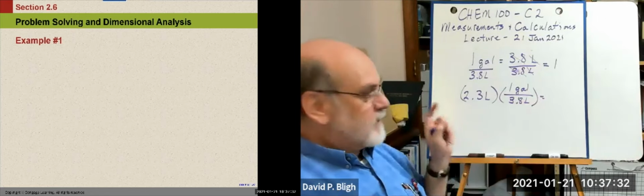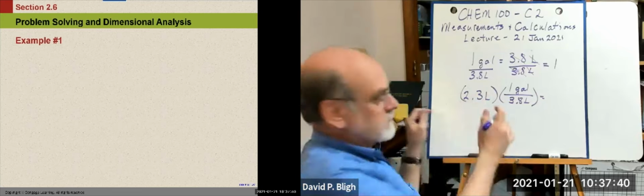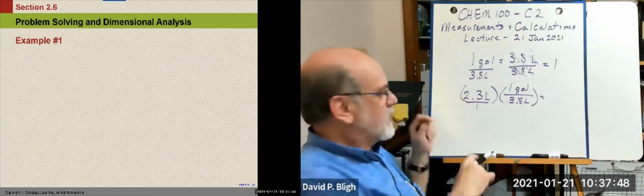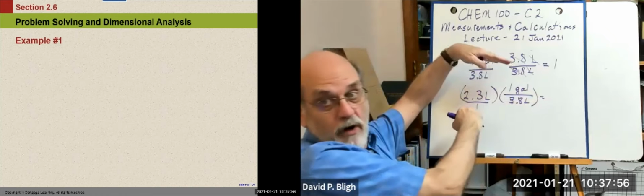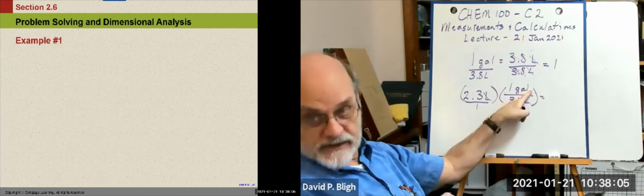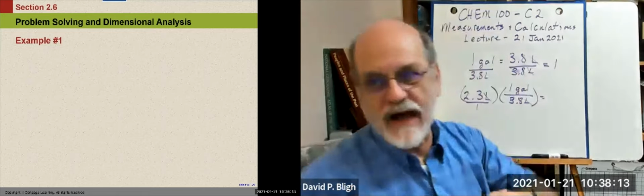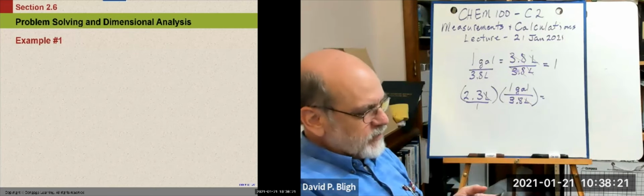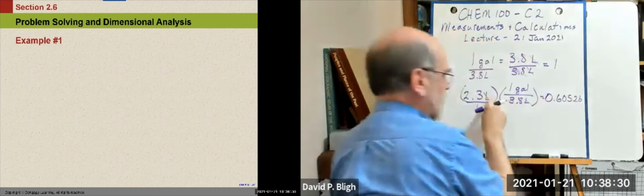Now, remember that anytime you have a number standing alone, it's always in the numerator, like this, right? That's given. Any number standing by itself is in the numerator. So that means that this numerator cancels that denominator, right? It's just like putting them one on top of the other. That one's gone. That one's gone. So now we got rid of the liters, and the gallon is still there. So 2.3 divided by 3.8, use my calculator, 2.3 divided by 3.8 is 0.60526. 0.60526 gallon.